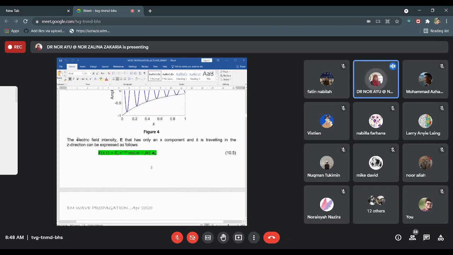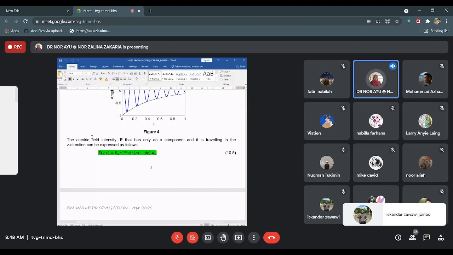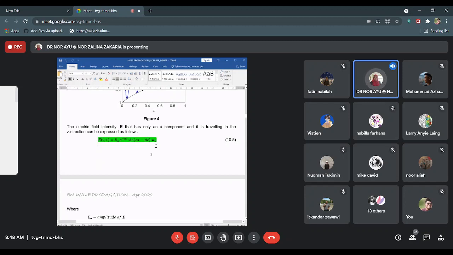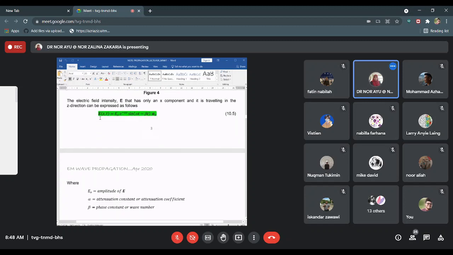Okay, so this electromagnetic wave is a combination of an electric field and a magnetic field. You can see the equation for the electric field here. We have E(z,t) equals E naught e to the power of negative alpha z sine of omega t minus beta z, and the direction is a_x. So this is the equation of the electric field.